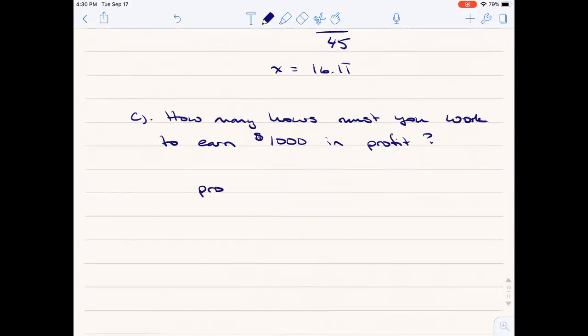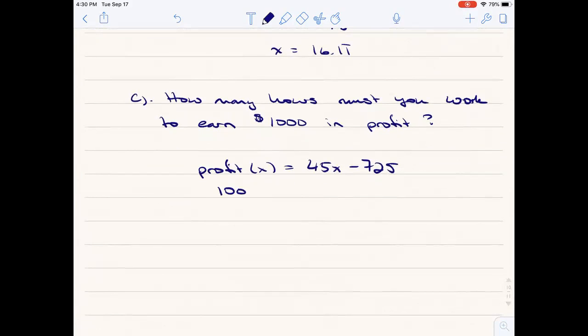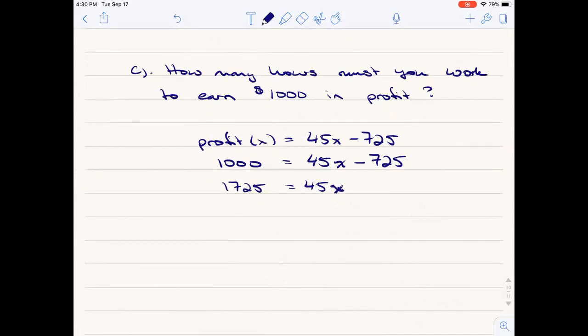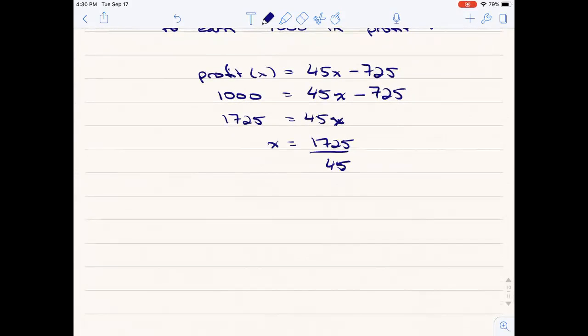So again, if profit of X is 45X minus 725, and I'm forcing the profit to be 1,000, then I can solve for X. So again, I'm going to add 725 to both sides, and so I get 1725 is 45X. X is 1725 divided by 45. X is 38.33 repeating.